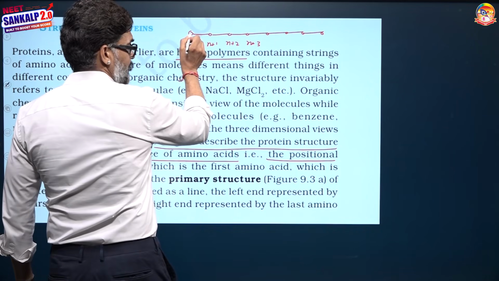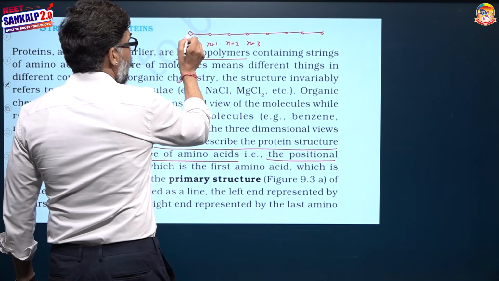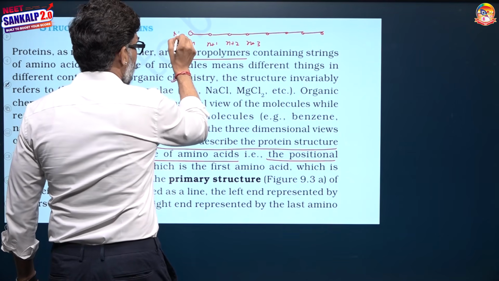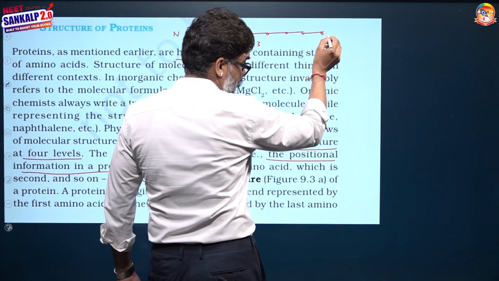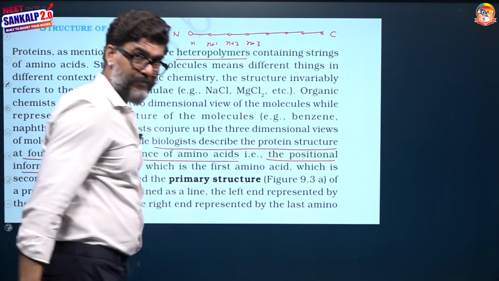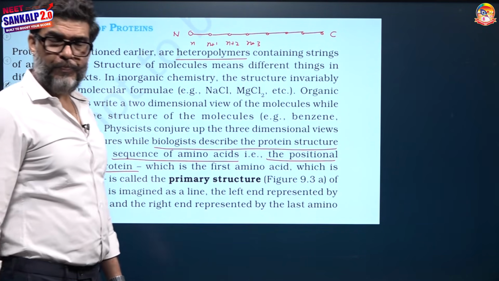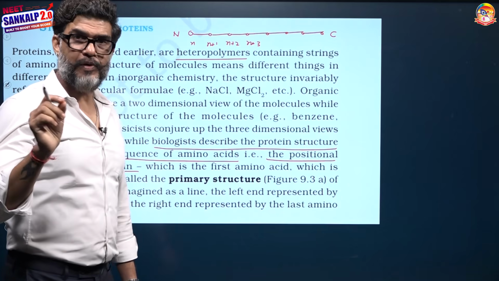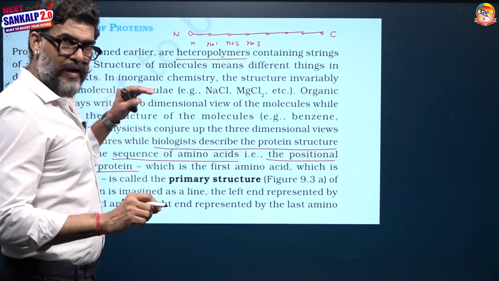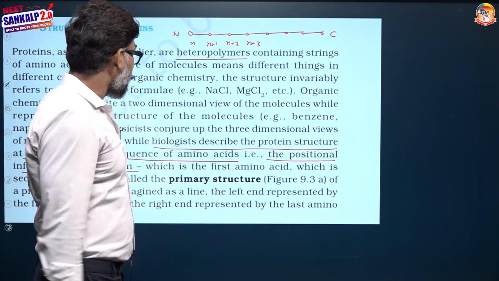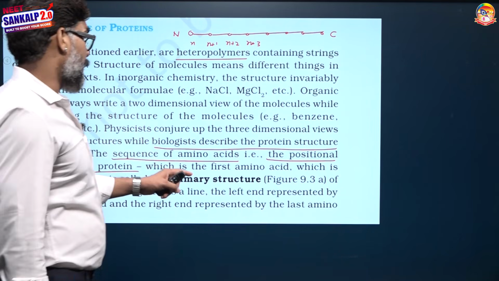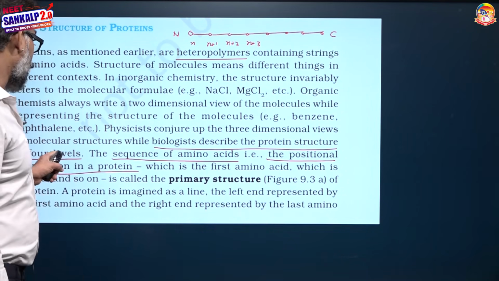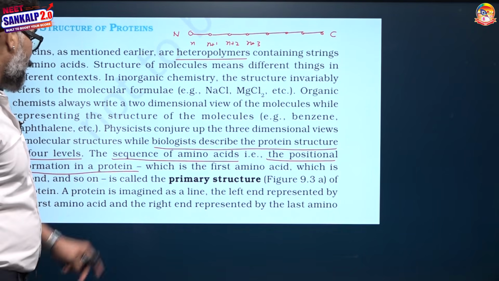Of this amino acid, the amino group is free, so this is called N-terminus. And from this amino acid, the carboxylic acid group is free, so this is called C-terminus. So in any polypeptide, in any primary protein, one end is an N-terminal and one end is a C-terminal. Which is the first amino acid, which is the second, and so on, is called primary structure.